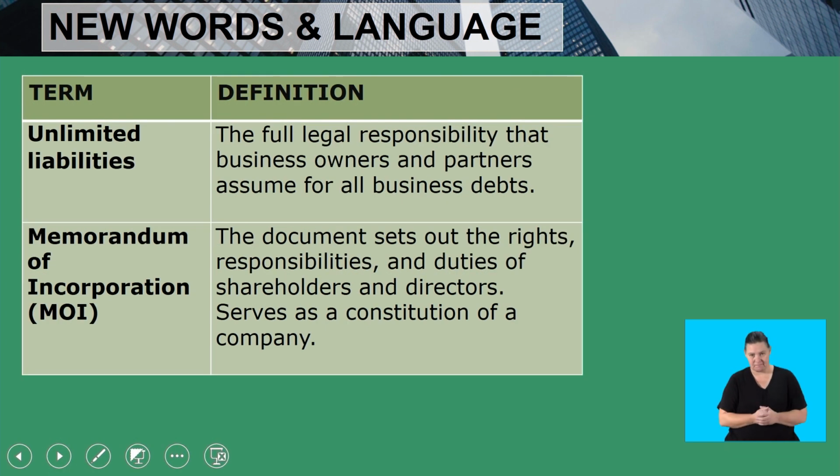And then another term that you will come across throughout the lesson is unlimited liability. It's the full legal responsibility that business owners and partners assume for all business debts. Then there's the Memorandum of Incorporation, which is abbreviated as MOI. The document sets out the rights, responsibilities, and duties of shareholders and directors. The MOI serves as a constitution of a company.